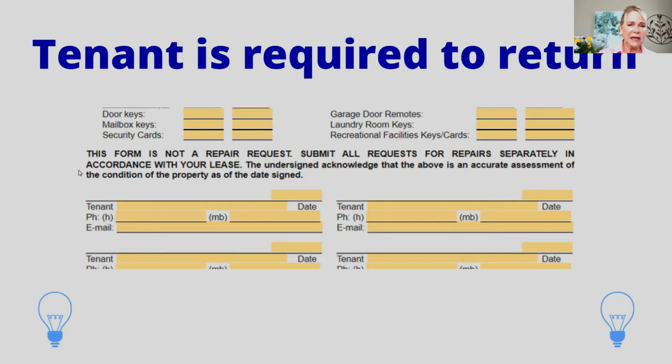And then you'll see that the tenant signs it. Okay, so they're signing off that this is the condition of the property. And note, it says this form is not a repair request and that they have to submit the request for repairs separately. So I get this back from the tenant and I throw it in their file for future use when they're at the end of their lease agreement and they're getting ready to move out.